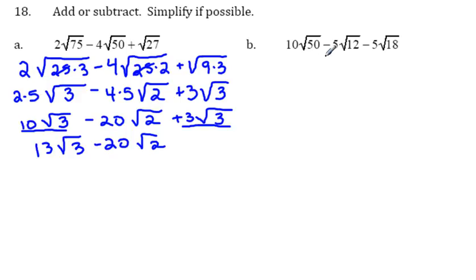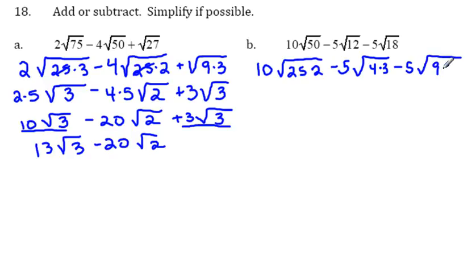So moving on to B, I'm going to do exactly the same thing. I'm going to rewrite my radicals so that I have a perfect square and another factor if that works out. And 50, of course, we've already said is 25 times 2, minus 5 times the square root of 12 is 4 times 3, and the square root of 18 is 9 times 2. So it worked out pretty well again. Whoops, I don't see my times sign in there.